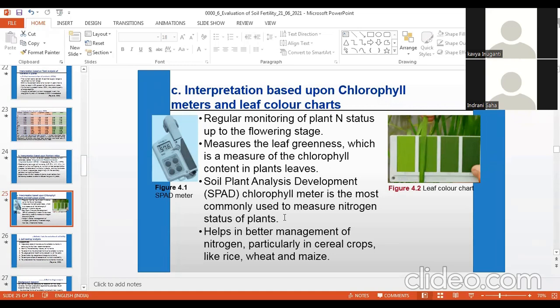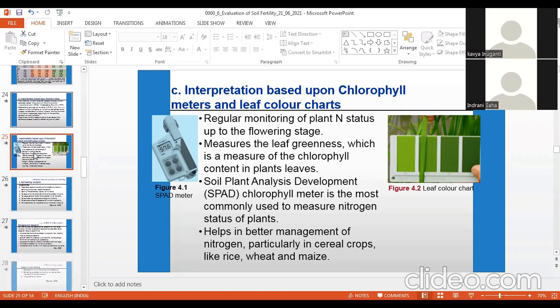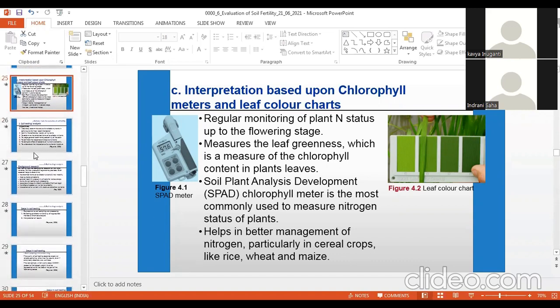And see the leaf color chart. It is not that much popular, but some farmers may use it. The research stations use leaf color chart, and some papers have already been published on this. This is a useful tool, but still its use has to go a long way.